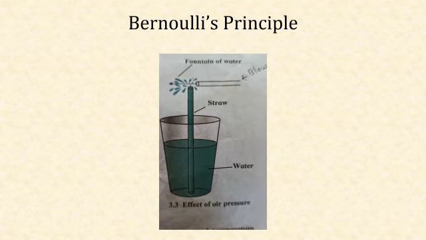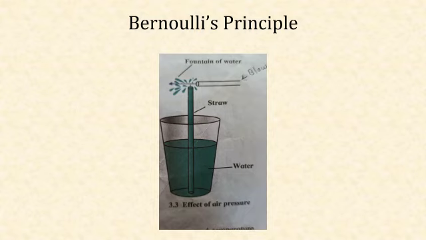When you blow through the straw, the air at the open end of the erect straw is pushed away. When you push the air away, it moves with greater velocity. As it moves with greater velocity, the pressure decreases at the opening end of the erect straw. This is stated in Bernoulli's principle.